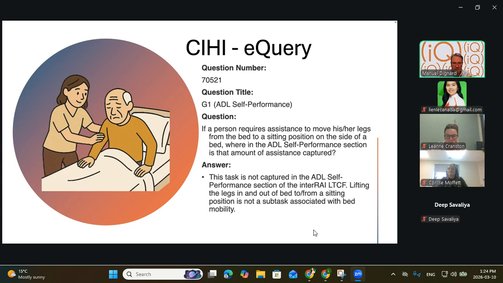Sorry, I feel a sneeze coming. So their thought process is if a transfer, the transfer to the toilet should encompass any transfer they need.